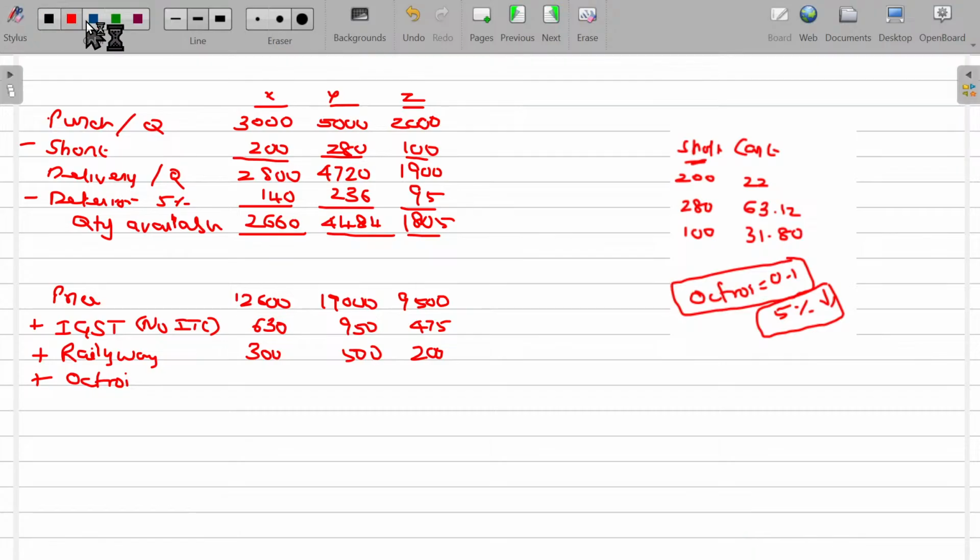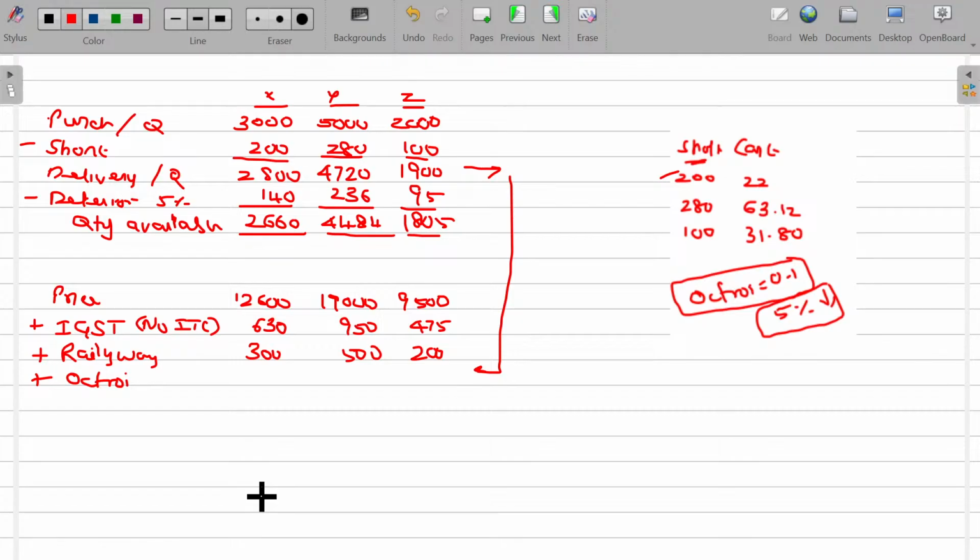Is that okay? While receiving the goods, there is a 200 units shortage. This is the number of units delivered. So you have to pay the octroi only based on the number of units you delivered. Octroi is nothing but city entry tax.